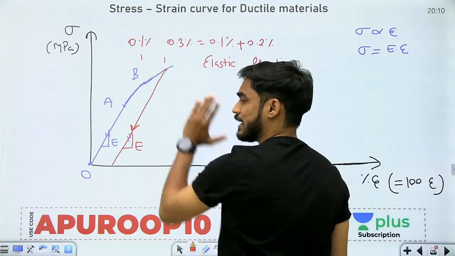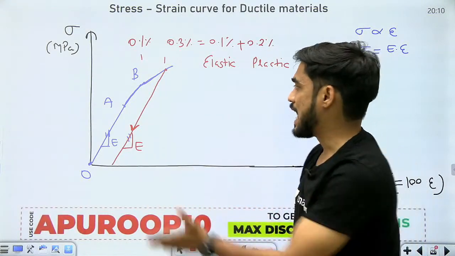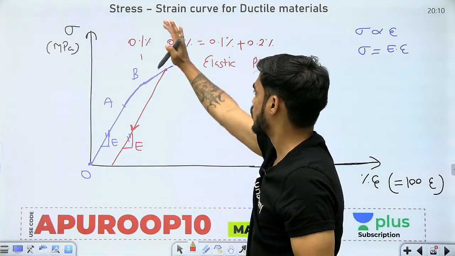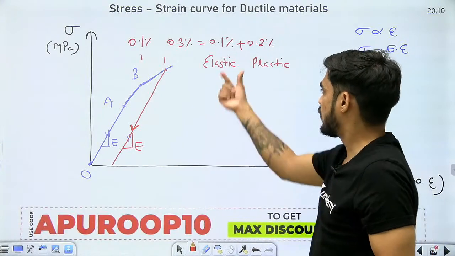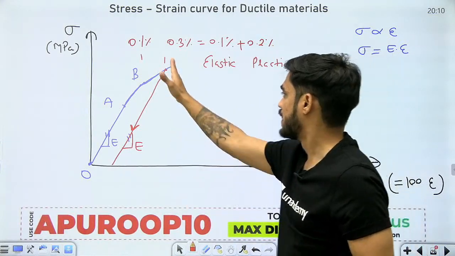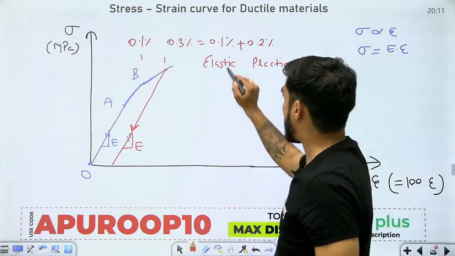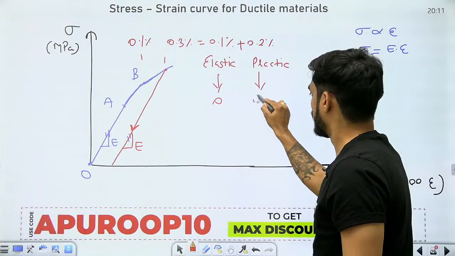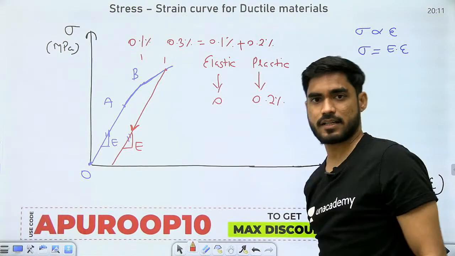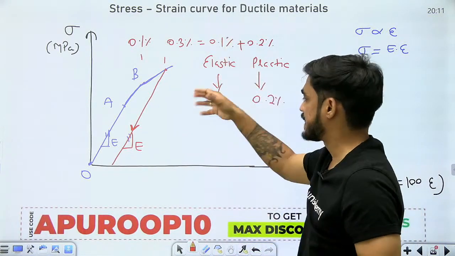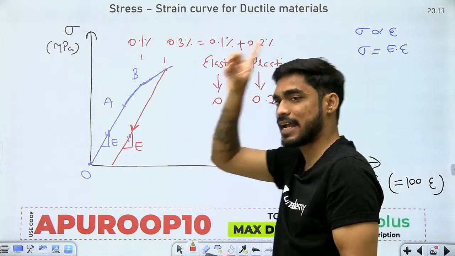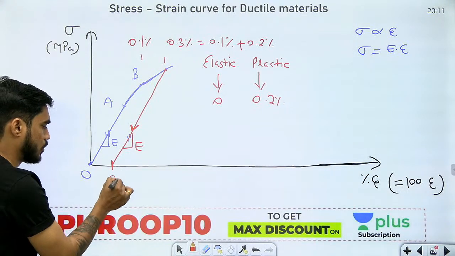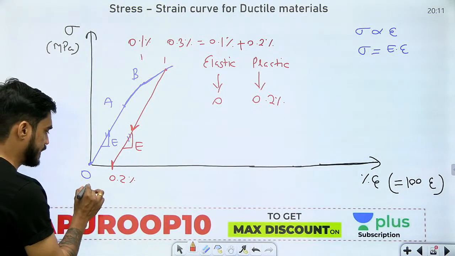Up to point B, whatever you got is elastic. After point B, whatever you got is plastic. So at this point, total is 0.3, which is the sum of elastic strain plus plastic strain. Now when I remove the load, this elastic strain will become 0, but this plastic strain will remain, so it will move back to 0.2%.